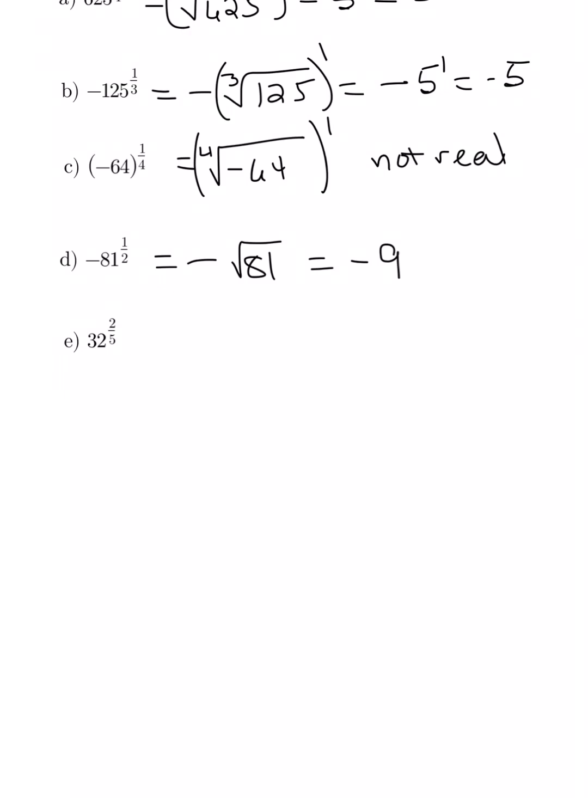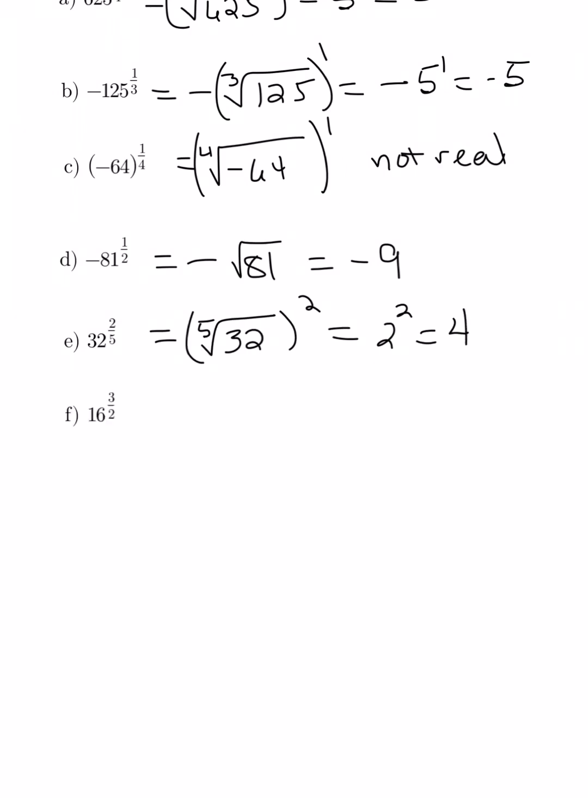Next, we're doing 32 to the 2/5 power. This means that we are doing the 5th root of 32 and then squaring it. The 5th root of 32 is 2 that we are squaring, and 2 squared is 4.